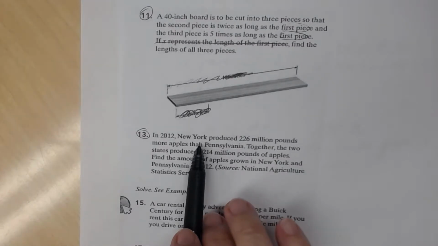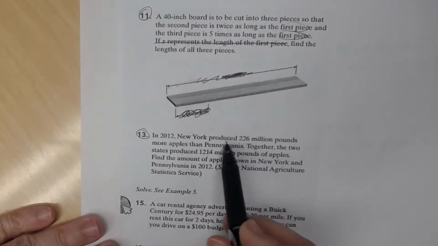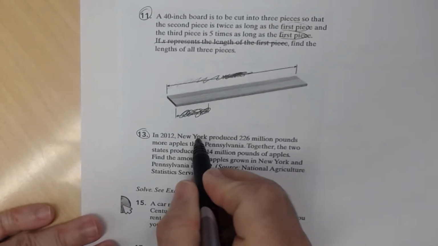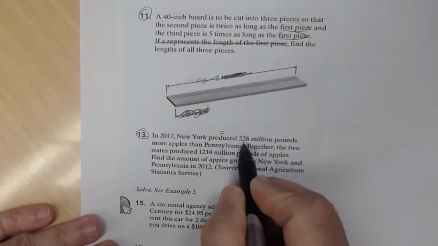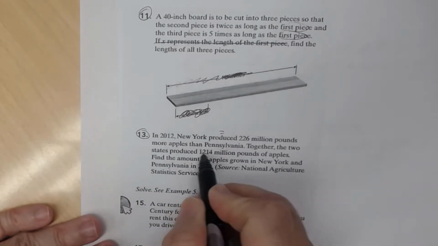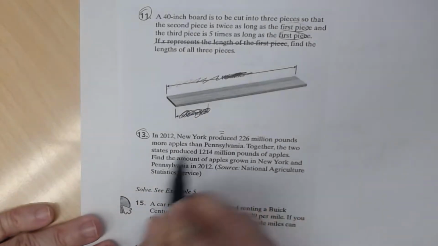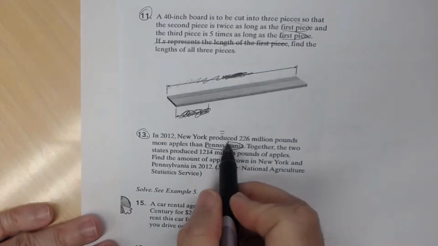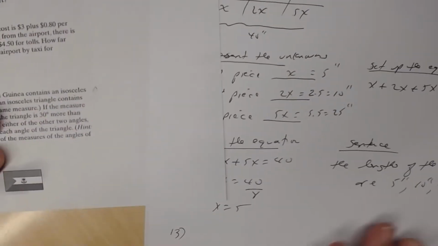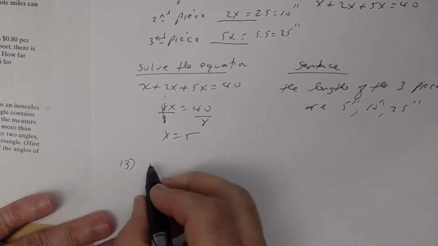You're told that the amount of apples New York has is equal to 226 million pounds more apples. So that's 226 plus whatever Pennsylvania produced. So what you would do is let x be the number of apples that Pennsylvania produced. That will be your unknown.